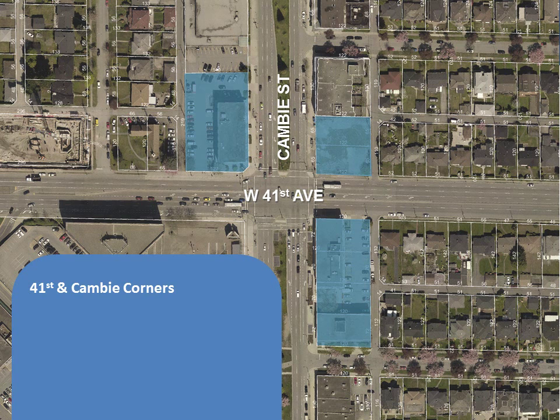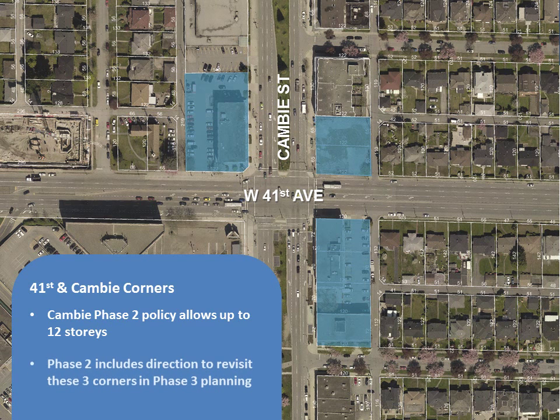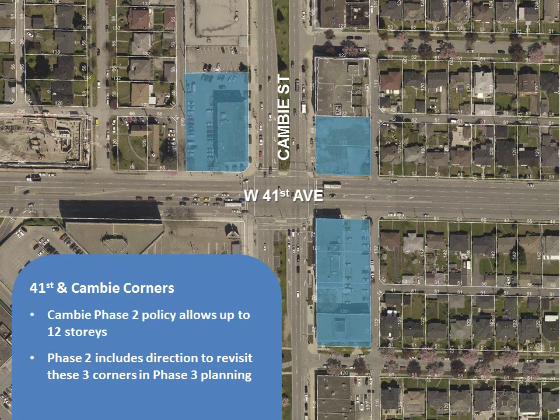The first unique site area is the 3 corners located at the intersection of Cambie and 41st Avenue across from Oak Ridge Centre. There is existing Cambie Phase 2 policy for these sites which allows up to 12 stories. However, the Phase 2 plan also includes direction to revisit these 3 corners during the Phase 3 planning process.